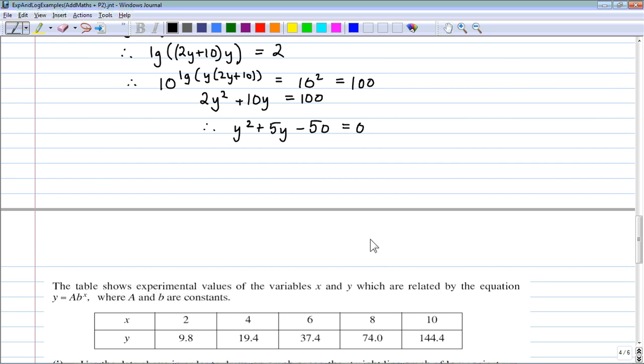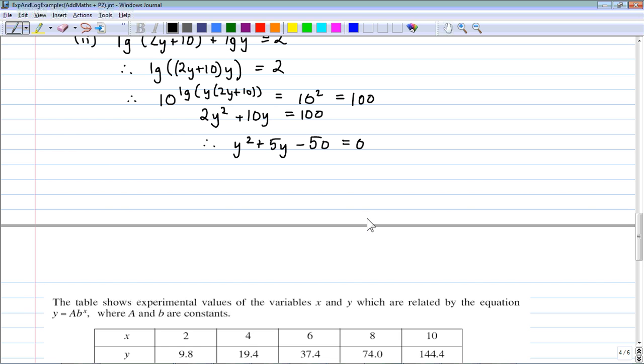and now I need to factorize this quadratic. So how do I get 10 times 5? Yeah, so I need to do plus 10 minus 5, right? (y plus 10)(y minus 5) equals 0.